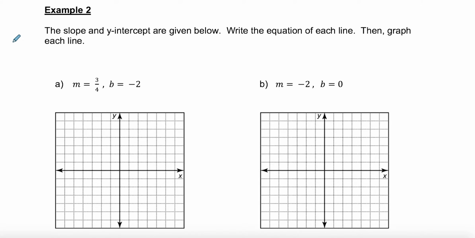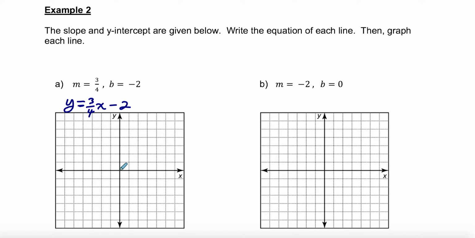Example 2, the slope and y-intercept are given. Write the equation of each line, then graph each line. So if we were going to write the equation of this line, I'm hoping you can see that this is not a very hard thing to do. If I know the slope is 3/4, so y equals 3/4 x minus 2. You could write plus -2, but it's the same thing just to write minus 2. Either way, it wouldn't be wrong.